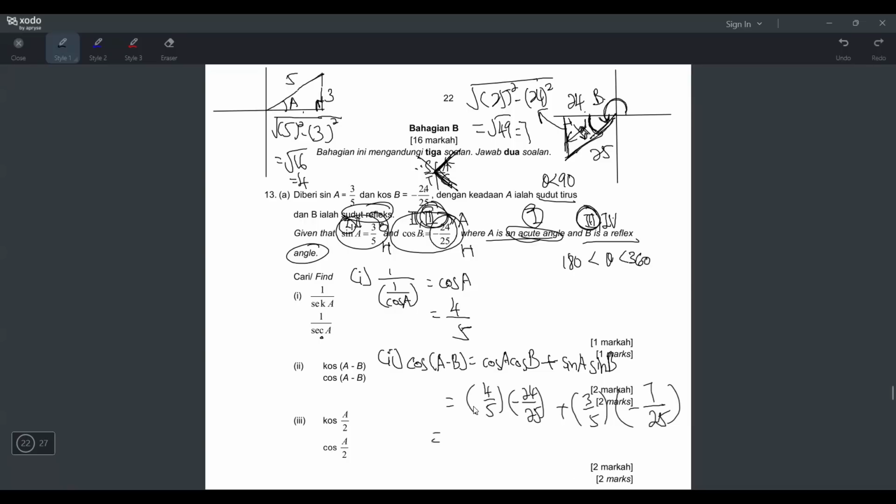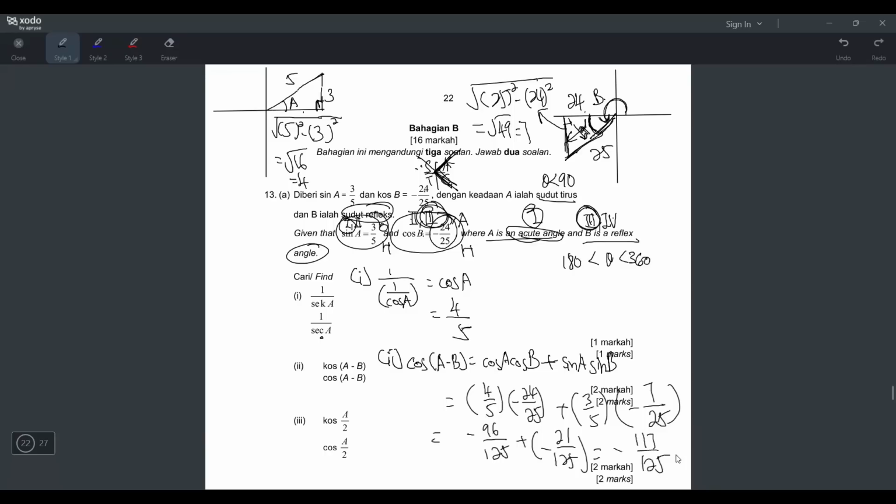Okay, now you can press all this in your calculator and you will get your answer. All right, what is 4 over 5 times negative 24 over 25? You can use your calculator, right? You will get negative 96 over 125. And then plus this one, also press calculator: 3 over 5 times negative 7 over 25, you get negative 21 over 125. And now you take the plus minus as minus, right? So take this one minus this one. You will get negative 117 over 125.